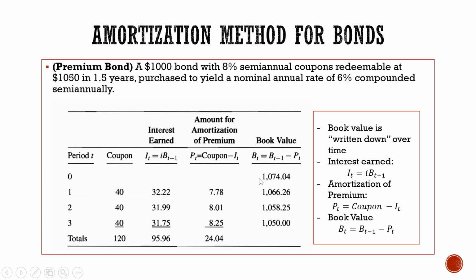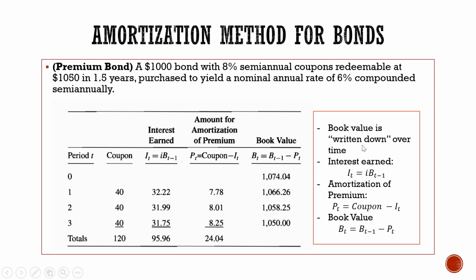So you can see that the book value is written down because it starts with 1074, goes down to 1050. The amount of premium total is 24.04, which is exactly the difference between the price and the redemption value. Here, the third value in the book value column is the price, and the last number is the redemption value.